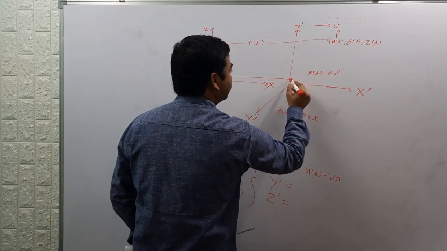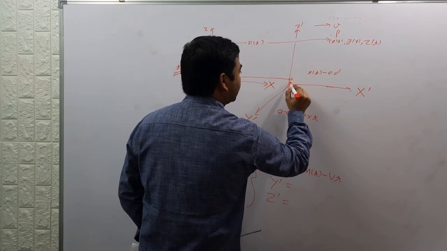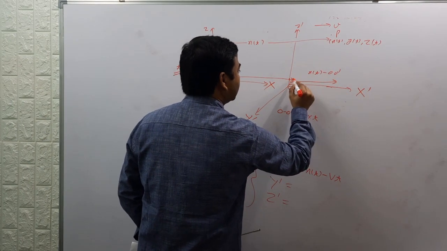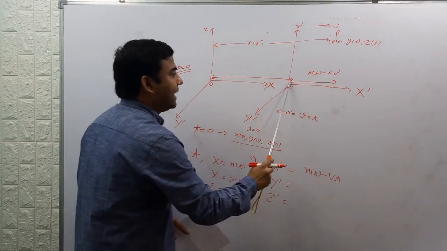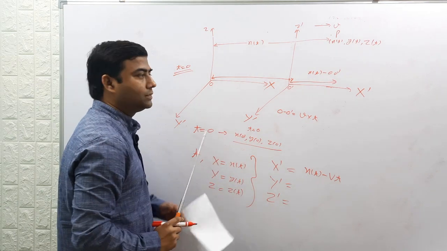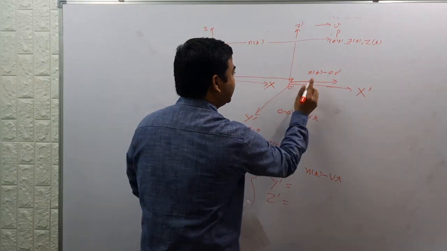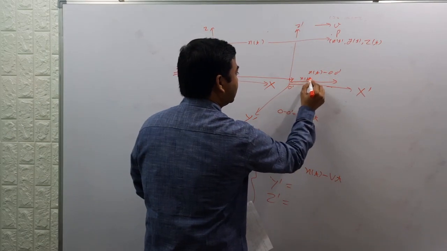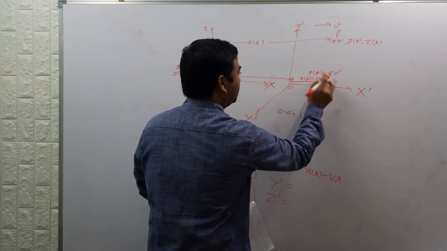So this will be the x coordinate of this point relative to this frame. So this x coordinate is x(t) minus OO dash.